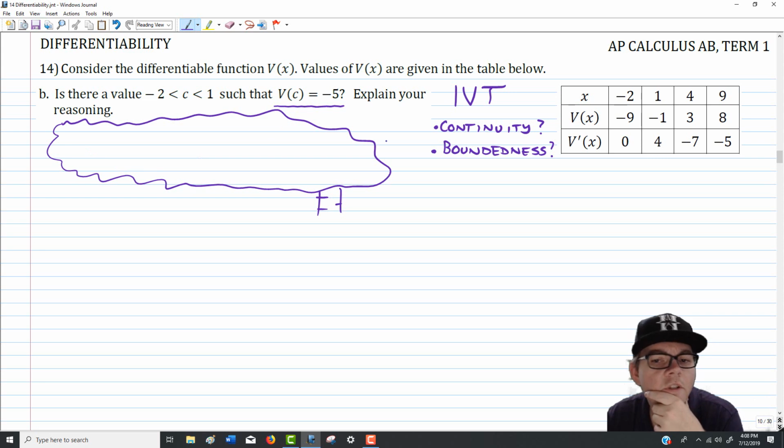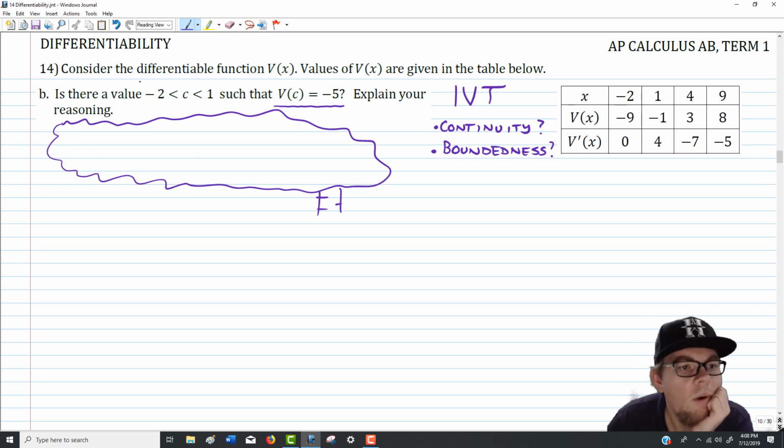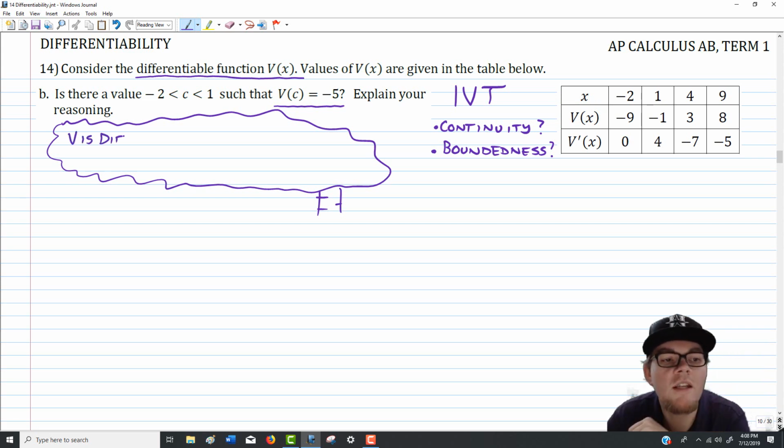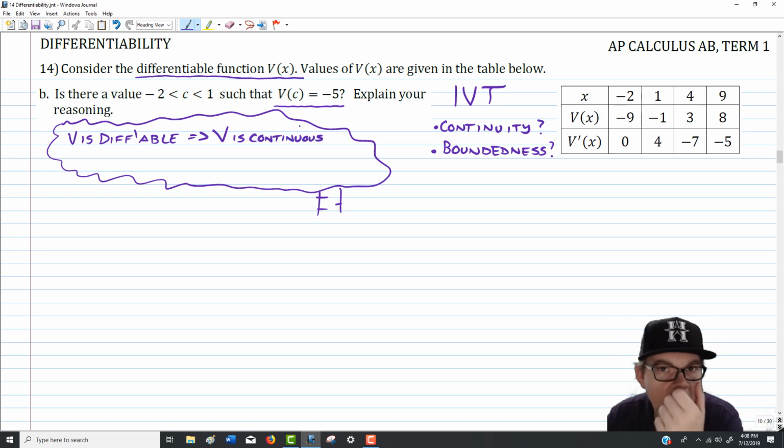So I'm looking here. First thing I want to check, is it continuous? Well, what we're told in the beginning is that we have a differentiable function v of x. As a reminder, if a function is differentiable, that means that v is continuous. Literally, differentiability implies continuity. You've got textbooks if you want to look up the proof and see why it's true. It has a lot to do with the definition of derivative. So v being differentiable guarantees us that v is continuous. So yes, our function v of x is continuous.